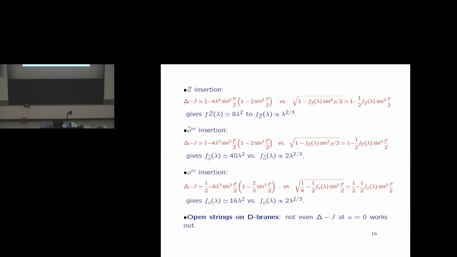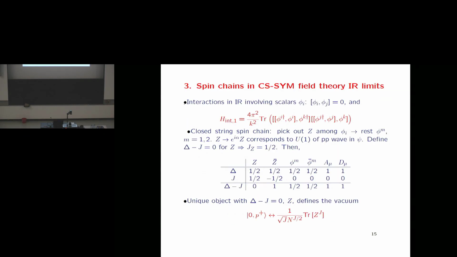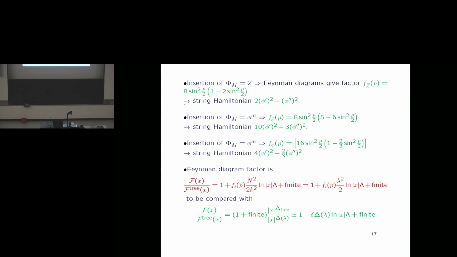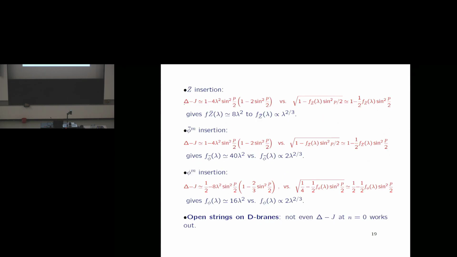But on the other hand, when trying to match open strings on D-branes, we find that even delta minus j at zero magnon momentum doesn't seem to work out. This is related to the fact that I described for you that we have these three components for which, no matter in which direction we take the Penrose limit, the open string has always the same eigenfrequencies. So here it would be mu over root 2, and here mu over root 6. And these things don't match any field theory operators that we can think of. So already in this case, there's some puzzle. Perhaps we don't understand the field theory. Perhaps we don't understand well enough the duality.